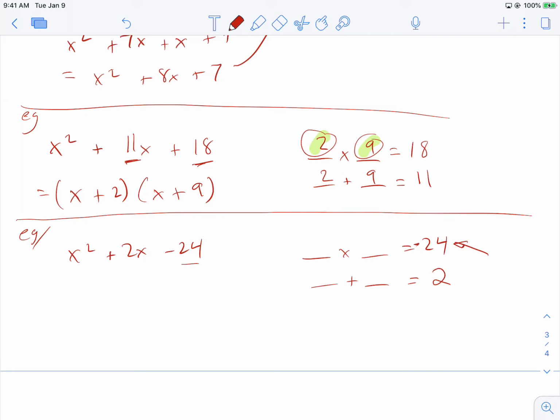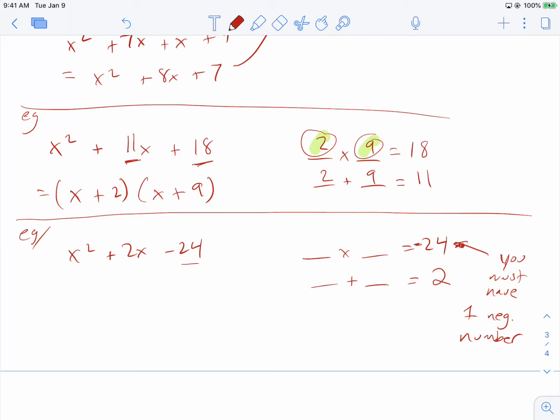As soon as you see a negative sign here, you know you must have one negative number. To get a negative answer here, you have to have one negative number. You can't have two, because if you have two negatives, they multiply together, they're going to make a positive. How do you get a negative? You have to multiply a positive and a negative. So let's take a look.